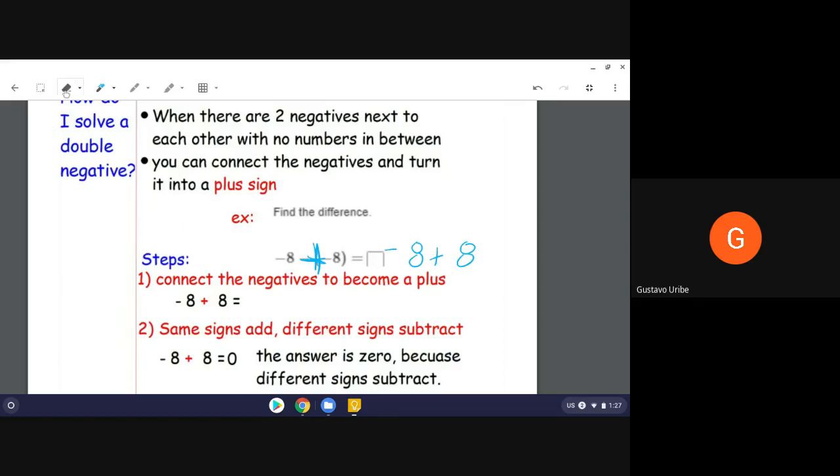A lot of times students get confused where after they make this plus, they still leave this negative. The whole purpose of connecting these is to get rid of the negative, and it's like the two negatives combined to make a plus. So now we have a negative 8 plus 8.